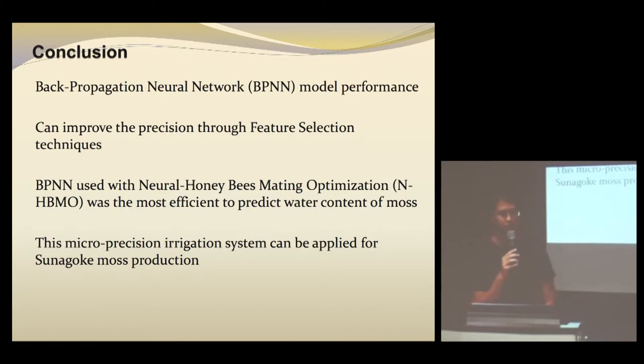So after seeing the results, we can see that the backpropagation network used with the neural speed mating optimization was the most efficient to predict the water content. In the final conclusion of the paper, you can say that this type of micro-precision irrigation system can be applied for the Sunago.